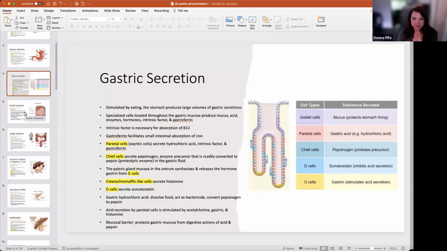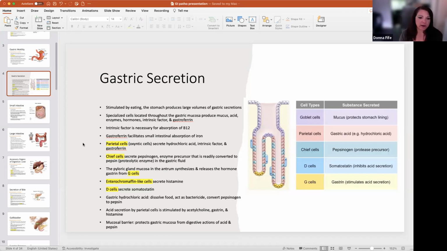Gastric secretion. Now, this is stimulated by eating. The stomach produces large volumes of gastric secretions. There are specialized cells located throughout the gastric mucosa that produce mucus, acid, enzymes, hormones, intrinsic factor, and gastroferrin. Now, intrinsic factor is important because this is necessary for the absorption of B12. Gastroferrin facilitates the small intestinal absorption of iron.